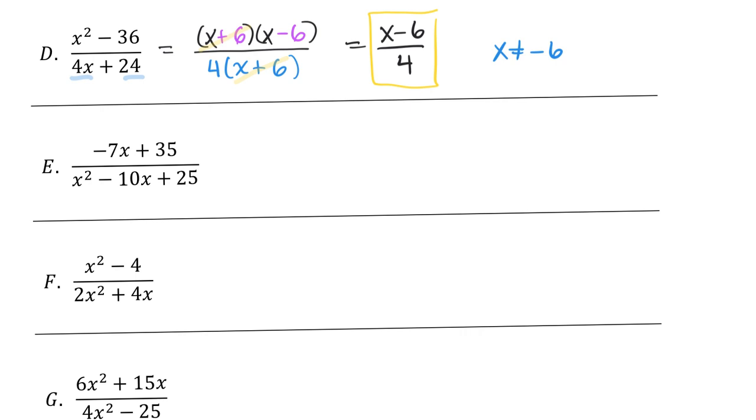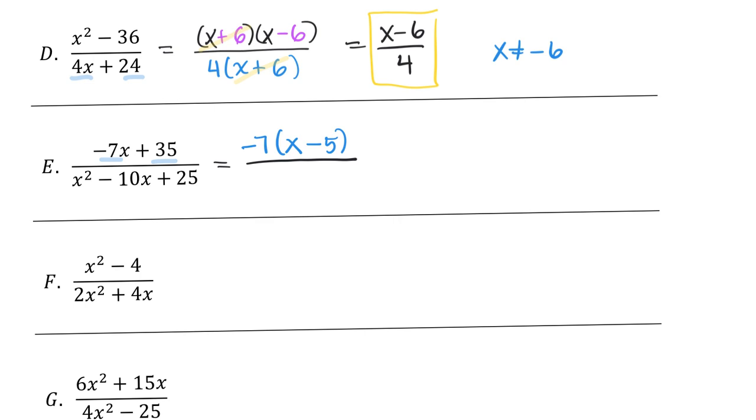Okay, for E, negative 7x and 35. They both divide by 7. Okay, I do want to take out a 7, but since the first term is negative, I actually want to take out a negative 7. If that first term is a negative, take out a negative. So negative 7 times x is negative 7x. To get positive 35, negative 7 times negative 5.